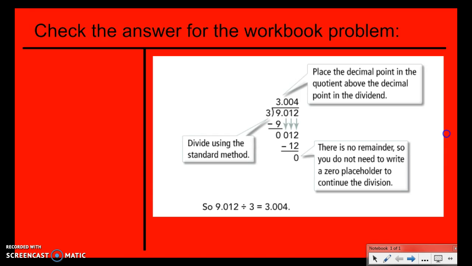Okay, here's how that works. So here's the actual answer. 3 can go into 9.0 and 12 thousandths 3.004 times. So your answer is 3.004.